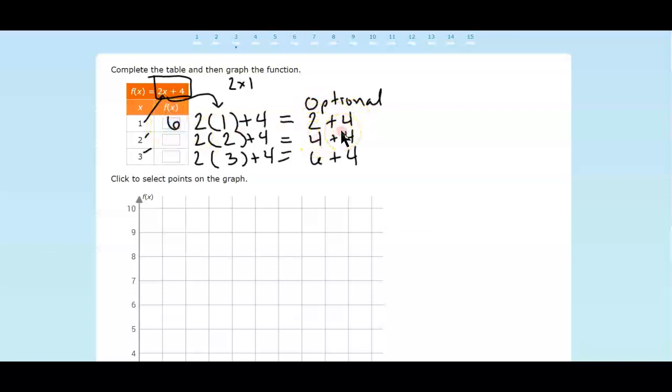Oops, we're actually going to fill that in. You can type it in. 4 plus 4 is 8, and 6 plus 4 is 10. So you're going to type those answers in to the IXL to actually get credit for them. And then we need to plot each of those points. I'm going to copy them down here so I can see them when I scroll my grid up.